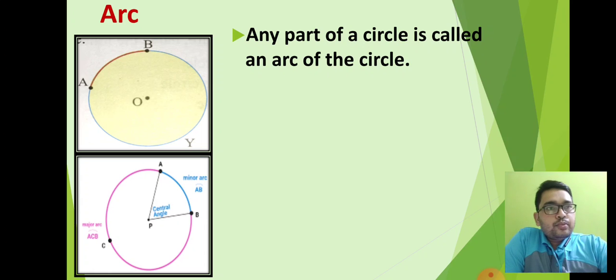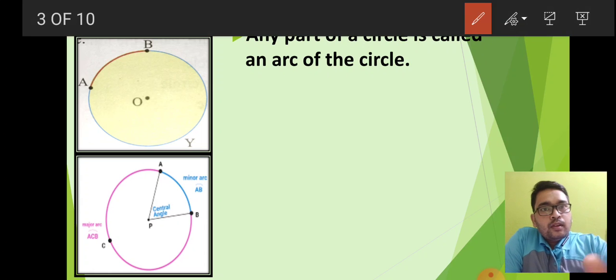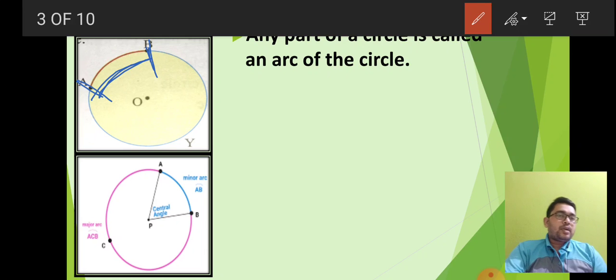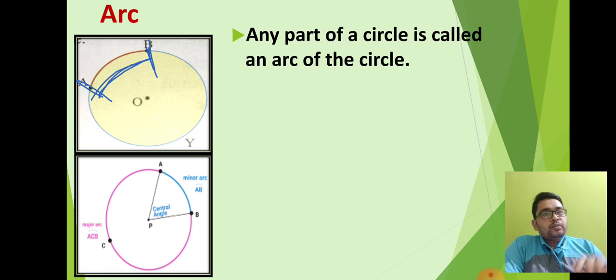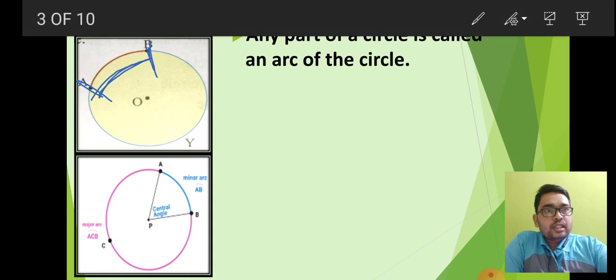You can see in this figure, this AB, from here to here, the red part is showing an arc, because it is a part of the circle. So an arc of the circle means any part of the circle is known as the arc of the circle.